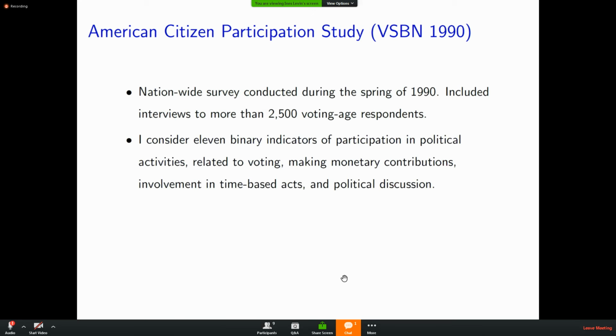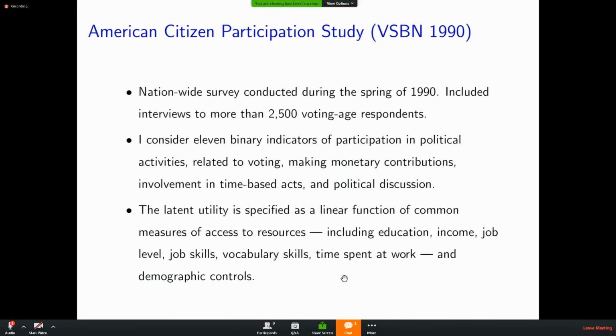Okay, so the types of activities I consider include voting, making monetary contributions, involvement in what Verba, Schlossman, Brady, and I call time-based acts, which include participating in meetings, working for campaigns, the types of acts that require considerable time commitment, and also engaging in political discussion.